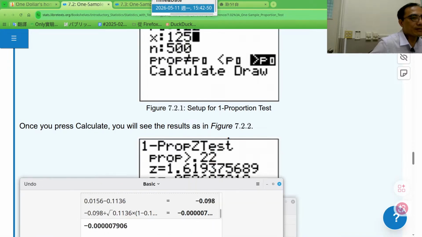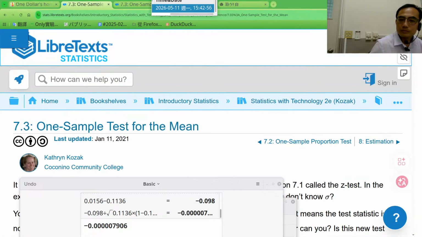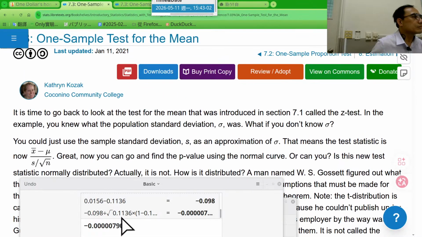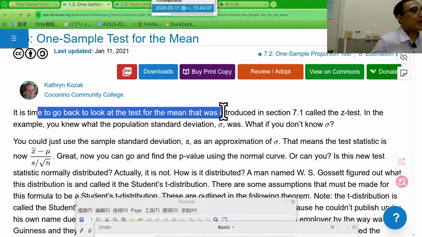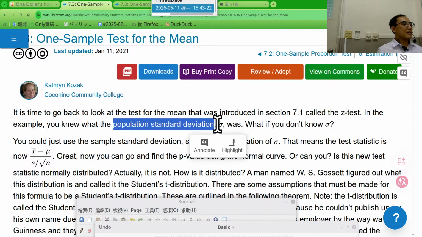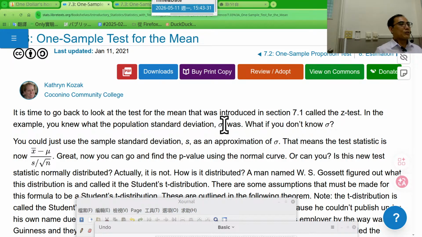Chapter 7.3 is about the sample mean. Here it's time to look back at the test of the mean, which was introduced in section 7.1, called the z-test. In that example, you knew the population standard deviation, sigma, not the sample standard deviation. And now, if you don't know sigma, how can you do that?